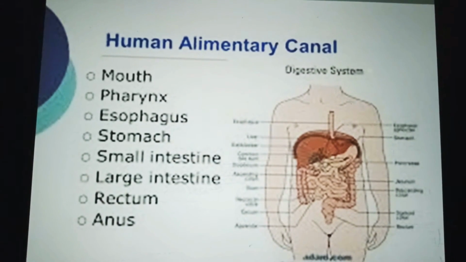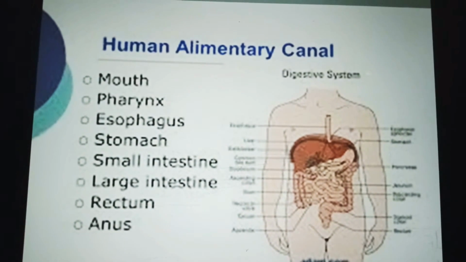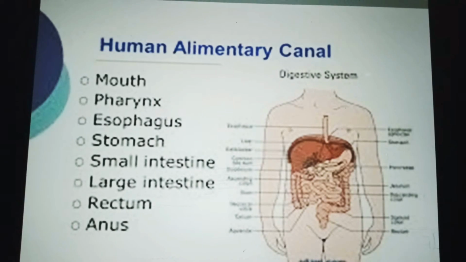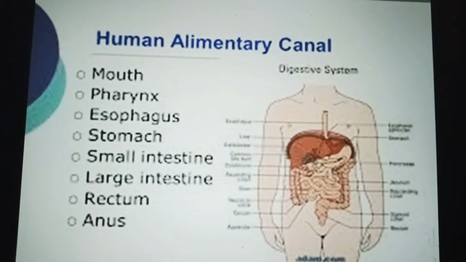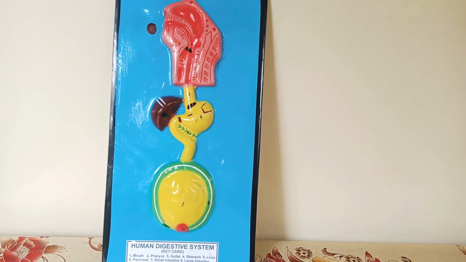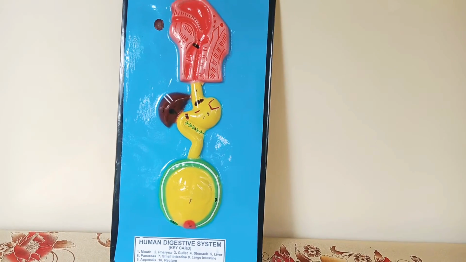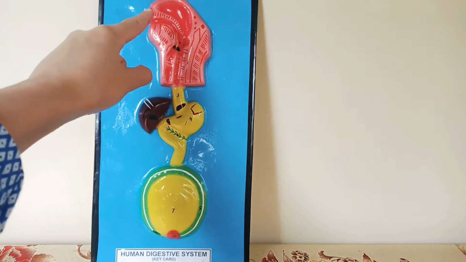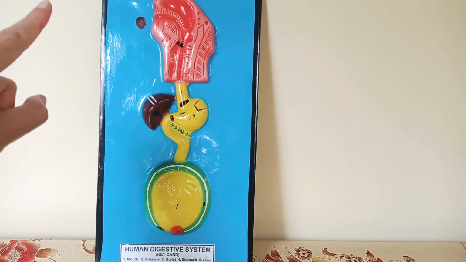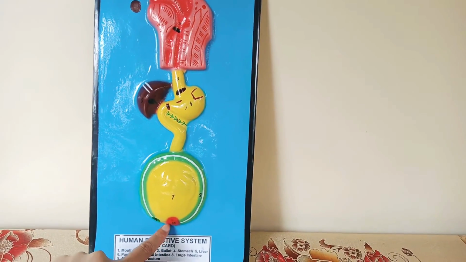And now I will discuss the human alimentary canal. It comprises the mouth, pharynx, esophagus, stomach, small intestine, large intestine, rectum, and anus. So here is the model of the human digestive system that consists of a long tube that extends from the mouth and ends at the anus.